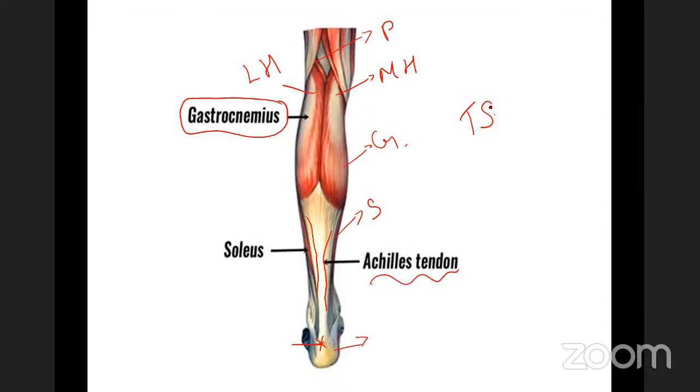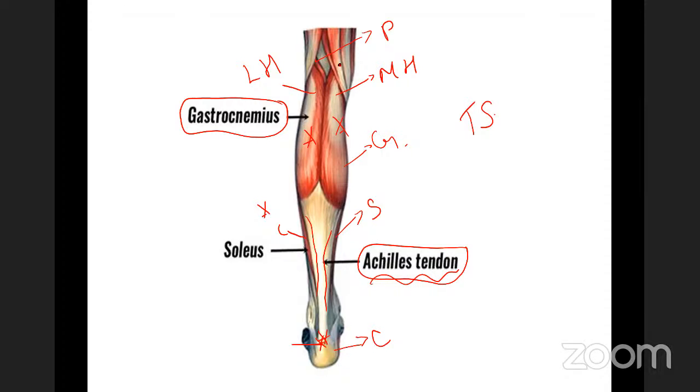Gastrocnemius, soleus, and plantaris. Very good. Okay. Now, we discussed that the two heads of the gastrocnemius and the soleus join together to form the Achilles tendon, and it is inserted into the middle 1/3 of the calcaneum.